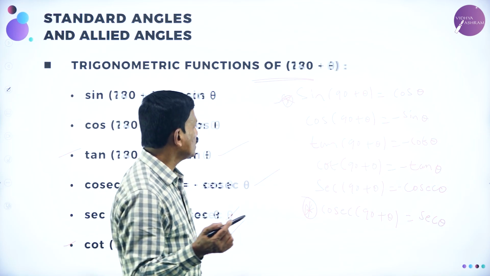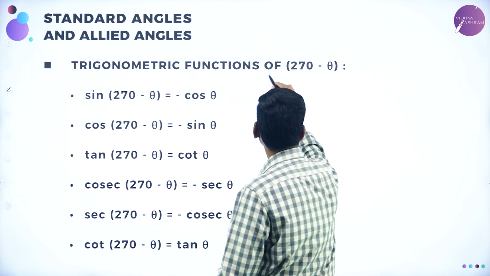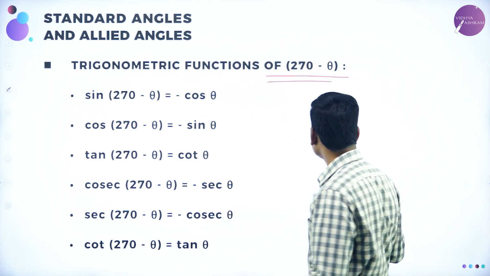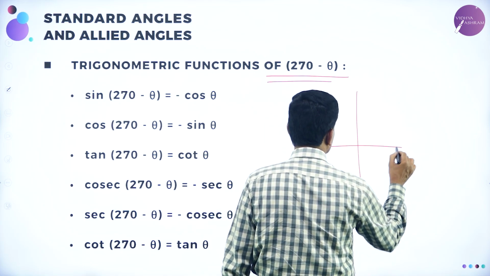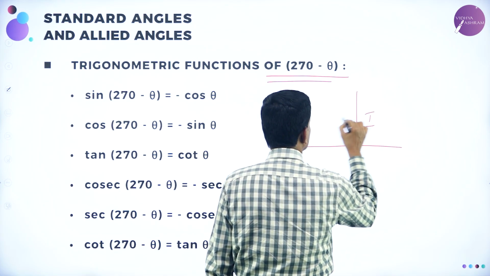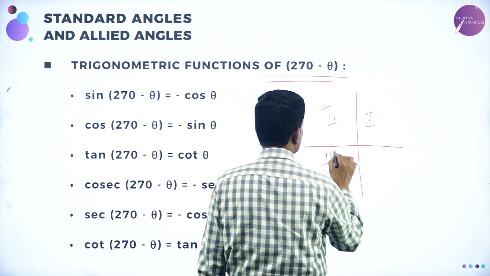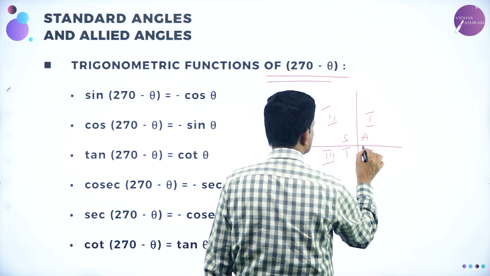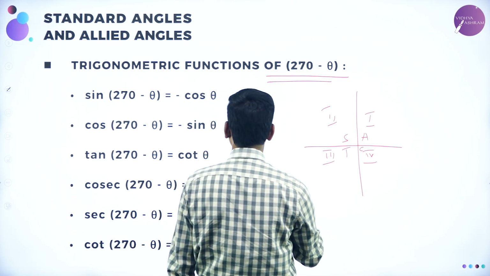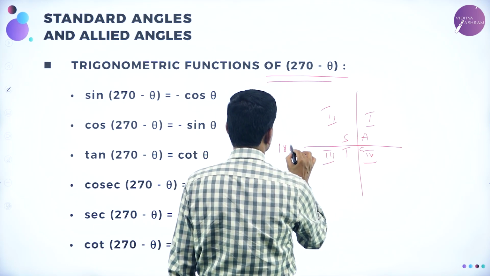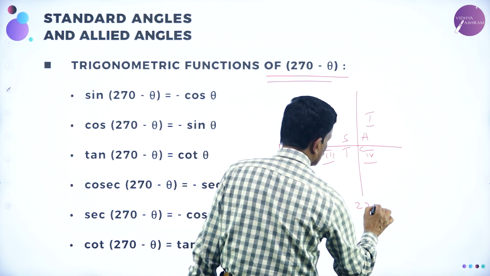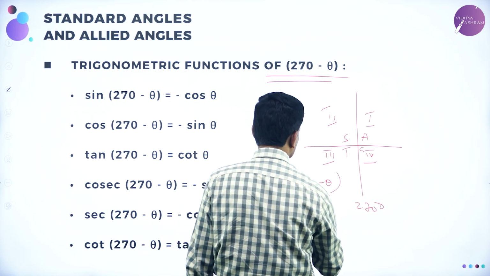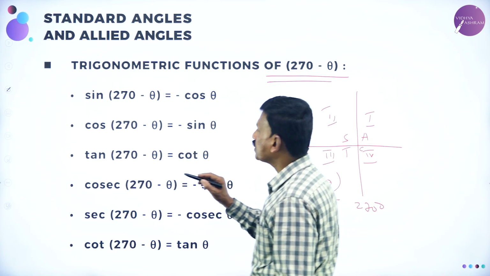Okay. Now move on to the next one, trigonometrical ratios of 270 minus theta. Now see here, 270 minus theta. This is first, second, third, and fourth: A, S, T, C. So 270 minus theta, this is 180 and 270. 270 minus theta comes in the third quadrant. In the third quadrant, tan and cot are positive.